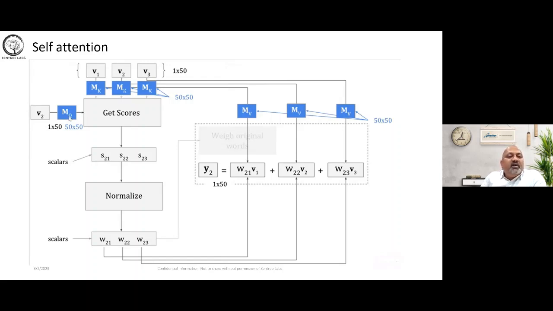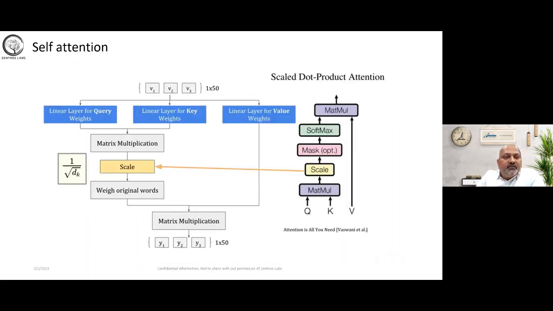V1 multiplied with MV, V2 multiplied with MV, V3 multiplied with MV, and then you are getting Y2, the representative of V2, capturing the contextual information. Okay, so the self-attention, when it comes to the top level and we write it, now 1 cross 50, I have a linear layer of query weights, that is MQ, a linear layer of key weights, that is MK, and a linear layer of value weights, that is MV.